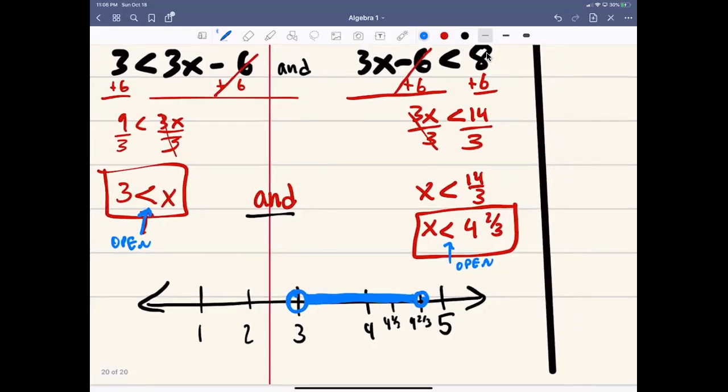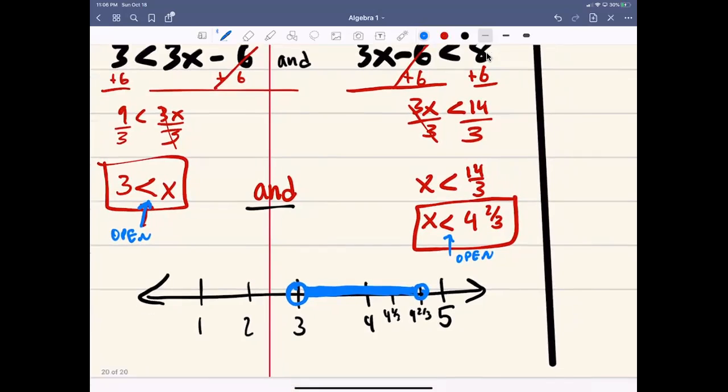And that's just how you do it. It seems kind of complicated, but it really isn't. All you gotta do is split up your graph, and when you get x by itself on both sides, you just start plotting the endpoints and then connect it.